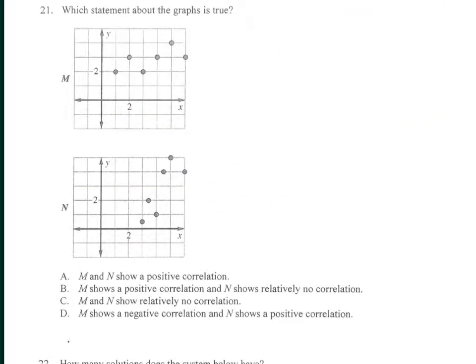Okay guys, on number 21 here, you need to tell me which statement's true about the graphs. So we got two graphs there. You've got M and N graph here. So which statement's true? Listen carefully. Is it A, M and N show a positive correlation? B, M shows a positive correlation and N shows a relatively no correlation? Is it C, M and N show relatively no correlation? Or D, M shows a negative correlation and N shows a positive correlation?